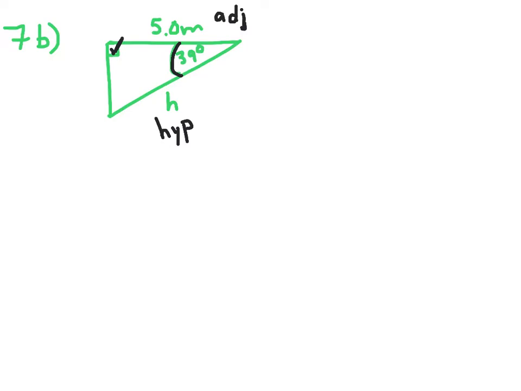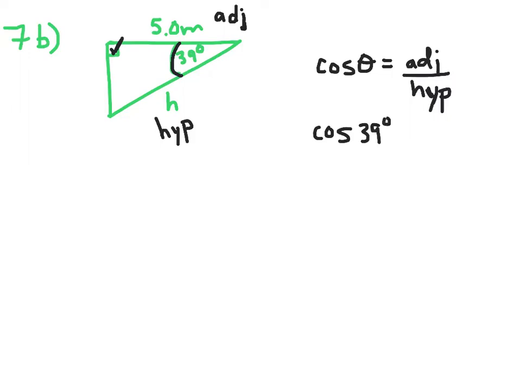Okay, and the only thing that relates adjacent and hypotenuse is cos. Now, I understand that to do this problem last year, we would write cos theta is equal to adjacent over hypotenuse. Okay, so let's take a look at what happens when you go to do this. We have cos of, let's fill in the blanks. The angle I'm dealing with here is 39 degrees.